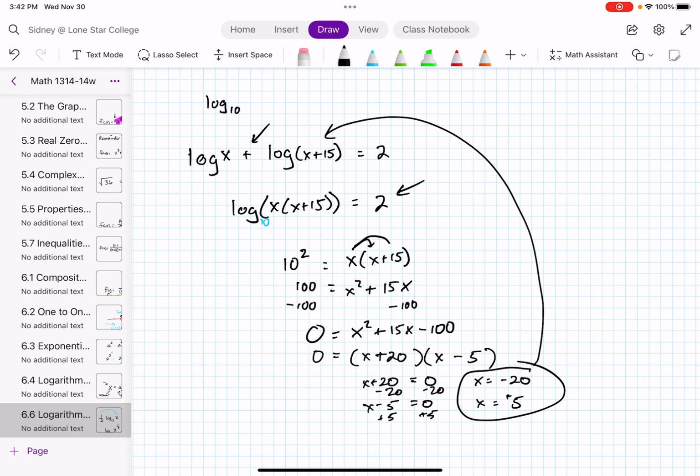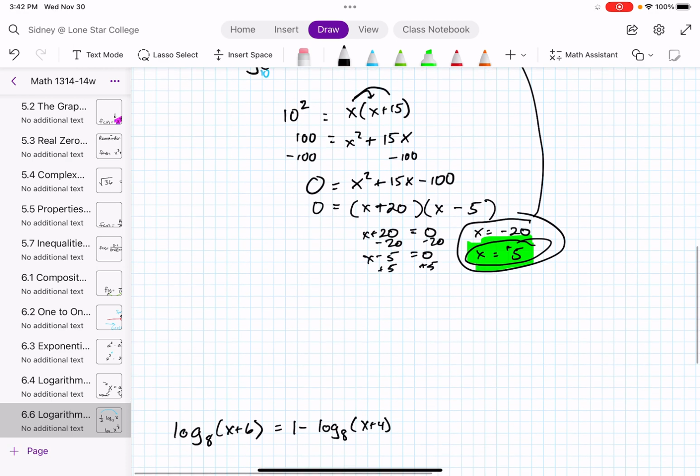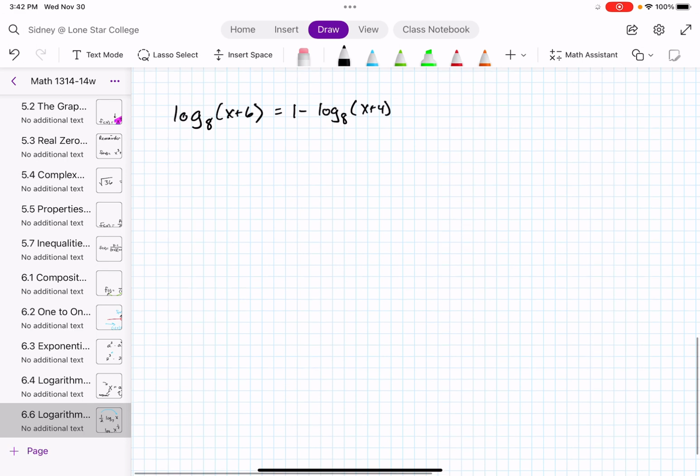And so while these two numerically come out to be true, our answer is simply x equals positive 5, because we can't have a negative value for that. The last logarithmic function, or logarithmic equation, we're going to solve is this one right here.